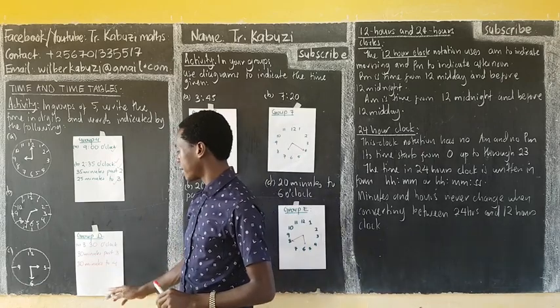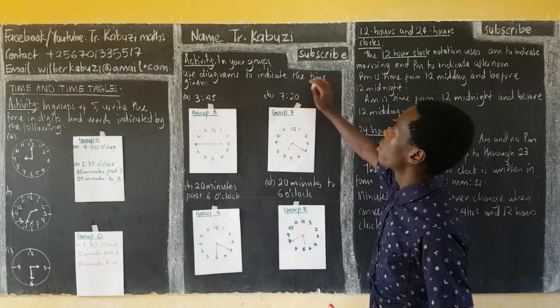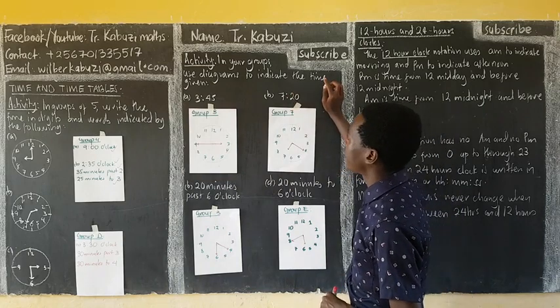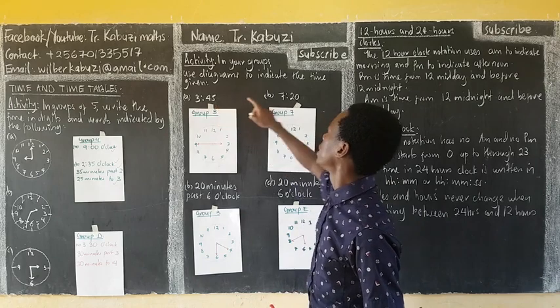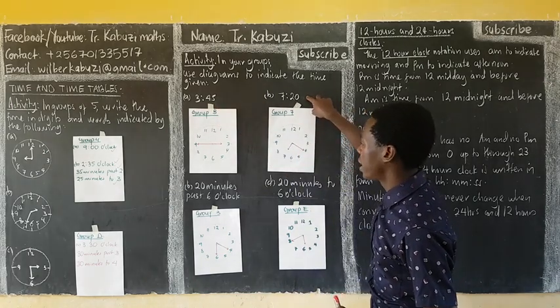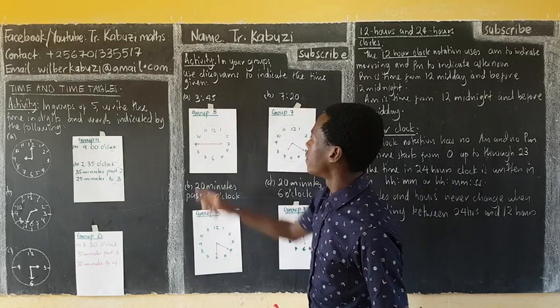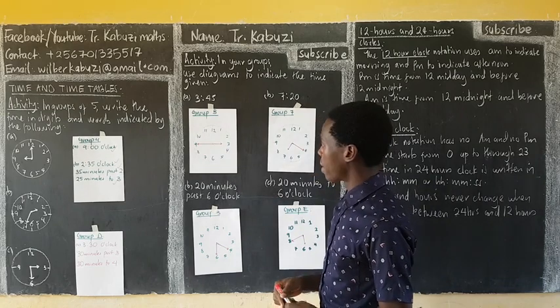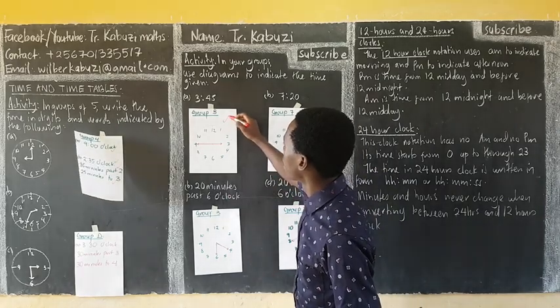Is it 30 minutes past 3 or 30 minutes to 4? Okay. In your groups, use diagrams to indicate the time given. We are having 3:40, 5, 7:20. So when I look at this, you see 3:45. Hope everyone can see that clearly.